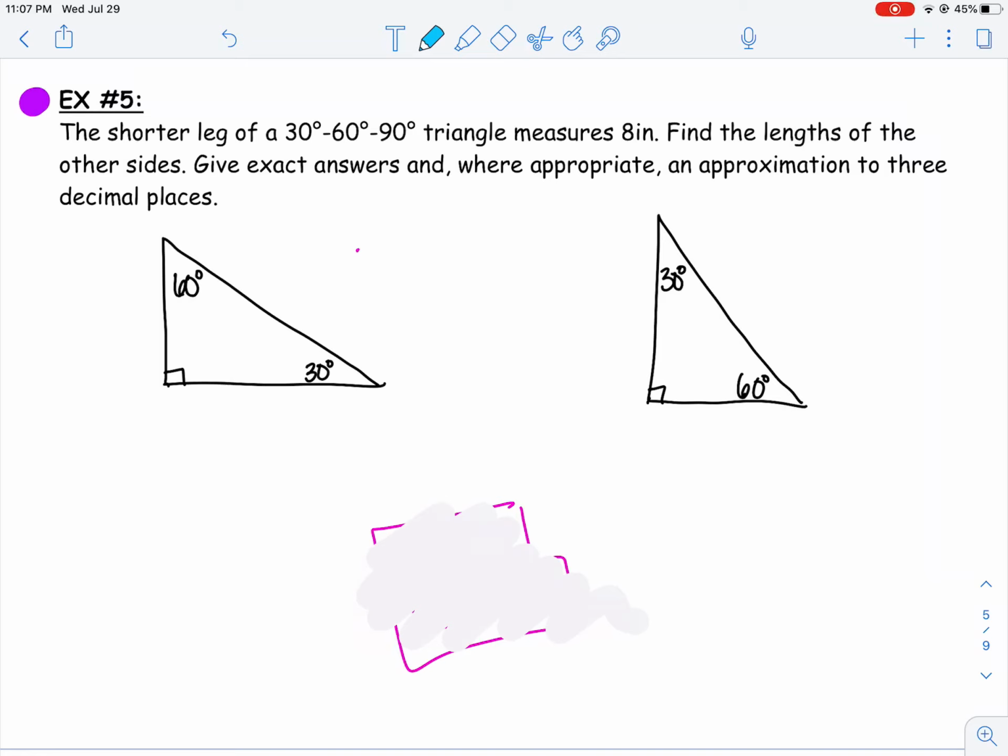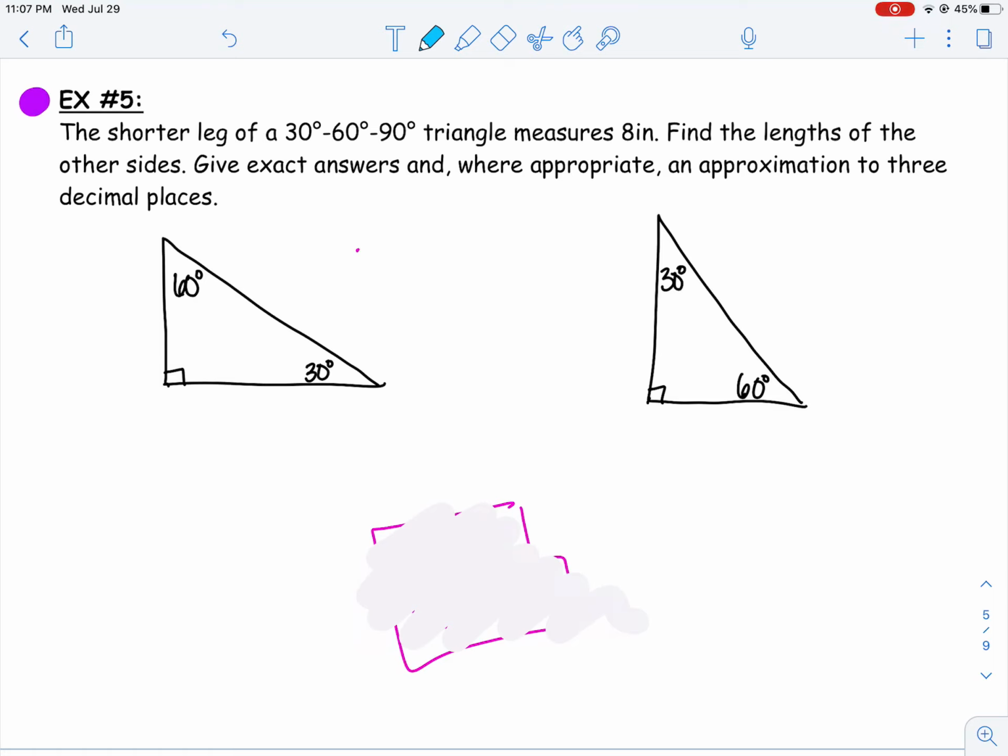Let's do a few examples of a 30, 60, 90 triangle, one of the other special right triangles. In example number 5, it says the shorter leg of a 30, 60, 90 triangle measures 8 inches. Find the lengths of the other sides. Give an exact answer, and where appropriate, approximate to 3 decimal places.